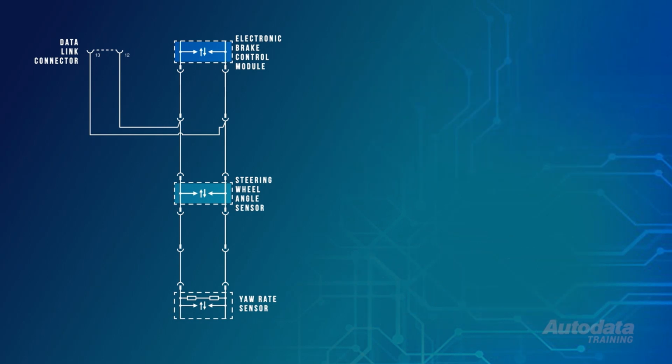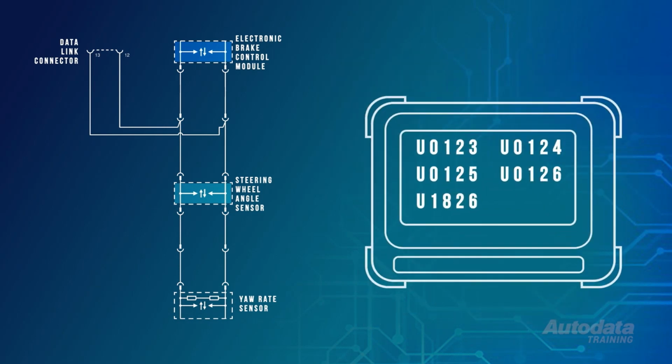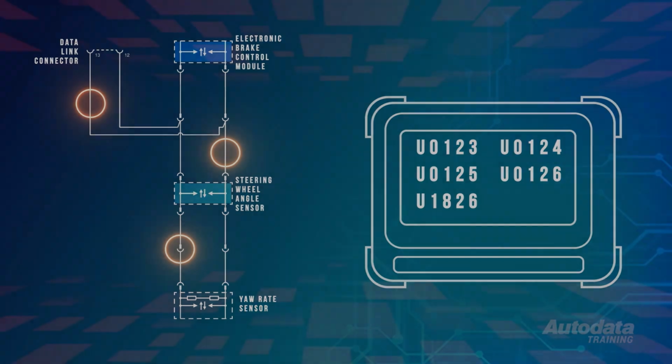A yaw rate or multi-axis accelerator sensor U-type code will set when there is either an ignition supply or ground circuit fault, or communication via the network can't be established with the device.